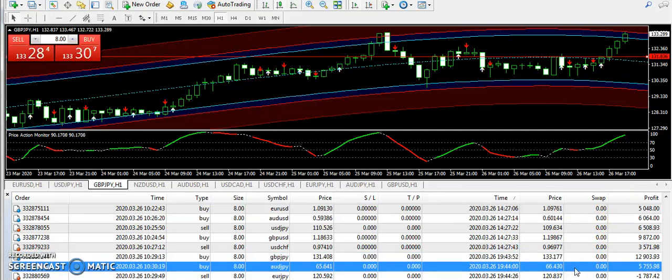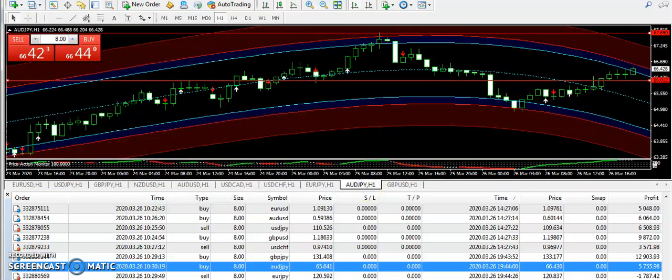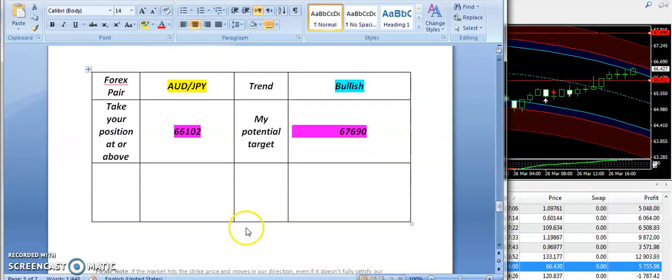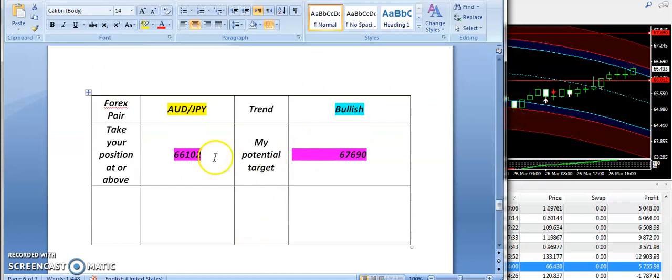Okay guys, at last I'm going to talk about AUDJPY. I will not talk about EURUSD because we did not talk about the losing trades in the analysis. So at last, that's AUDJPY. Okay guys, let me switch my chart. Okay guys, we are here. So this trade is just on the way because I have predicted the upward trend on AUDJPY from 66.102, with 67.690 as the target price.